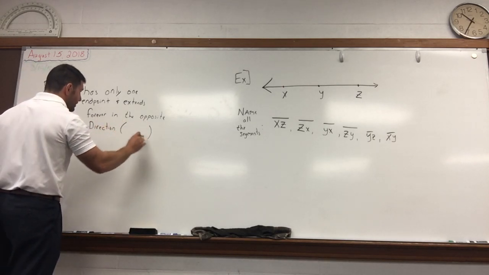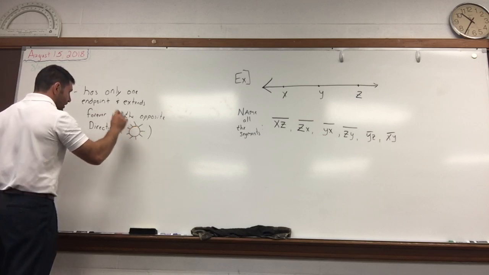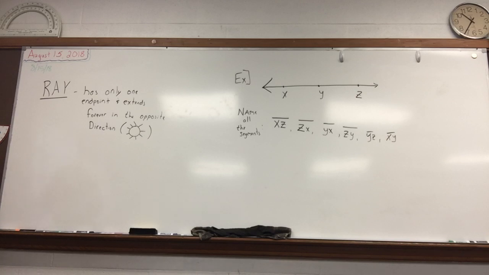I'm going to put in parentheses, and I'm going to draw a sunshine. Oh, yeah, because of rays. If you think about the sun, it's this big ball of gas out there, right? It's stopping right there. Do the rays go through it? Well, no, the sunlight goes from the sun and then extends forever down to us, right? It has an endpoint and then goes forever. That's what rays are. They're like sun rays. That's how I remember it.